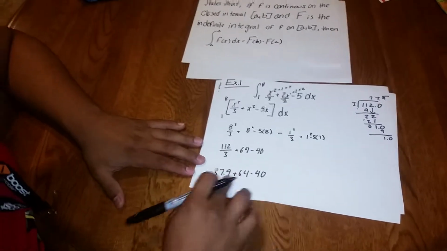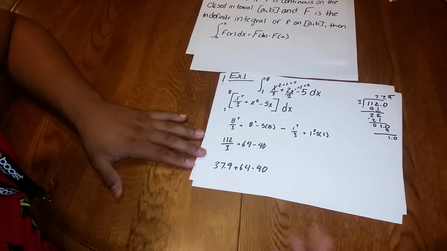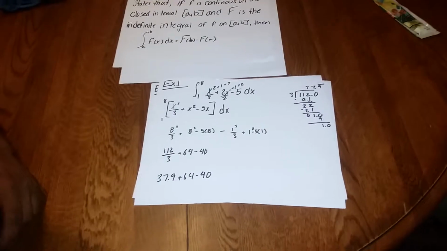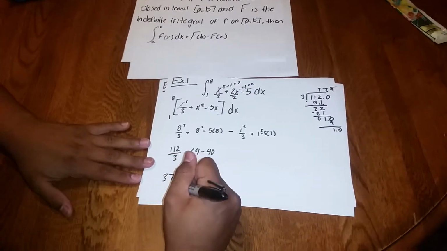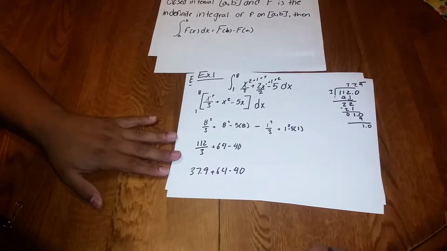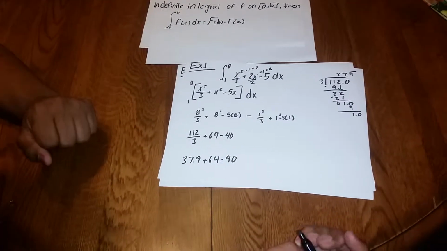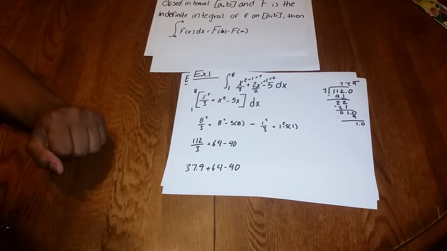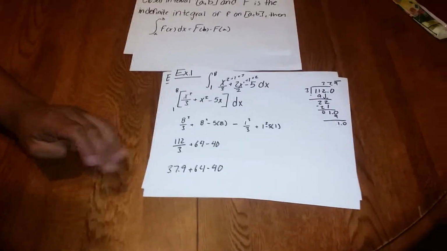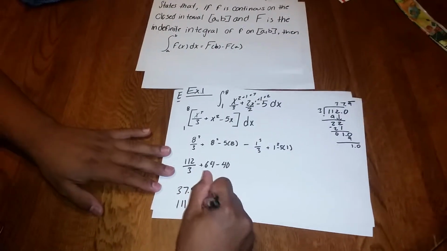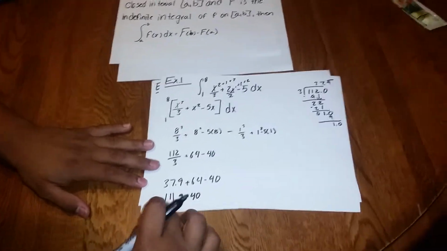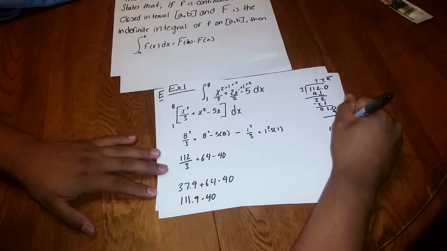So what does that accumulate to? 64 plus 37 would be around, I would say 100. No, would it? Let's find out. It would be 101.3, but then we have that minus 40, so we can't forget that minus 40. So you would subtract the 40 from that, which would leave you with, let's find out.